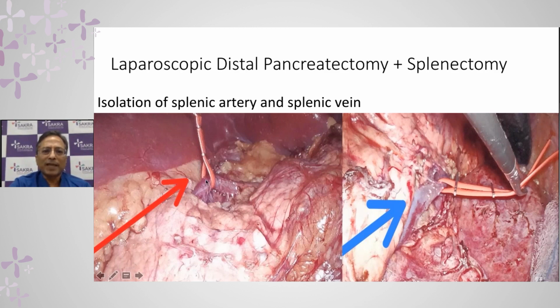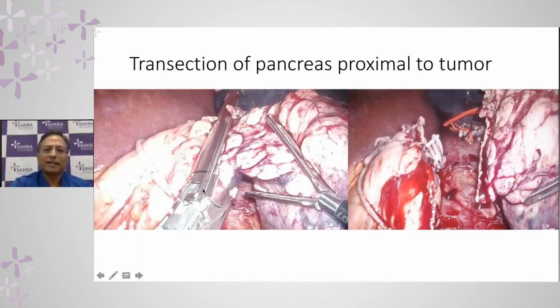This is the splenic artery which has been looped. This is the splenic vein. We need to loop all this because these two, artery and vein, are ligated. Then we divide the pancreas with a stapler. This is the endo-GIA stapler. So you can see that these clips are on the splenic vein and these clips are on the splenic artery. And this is the transected end of the pancreas. And this is the tumor which has been removed.